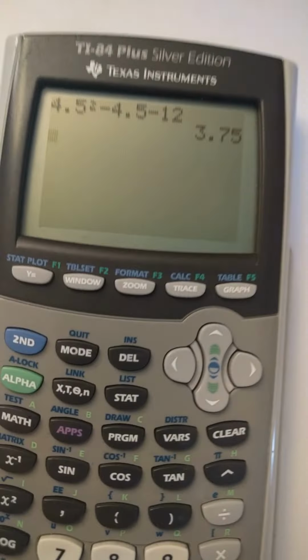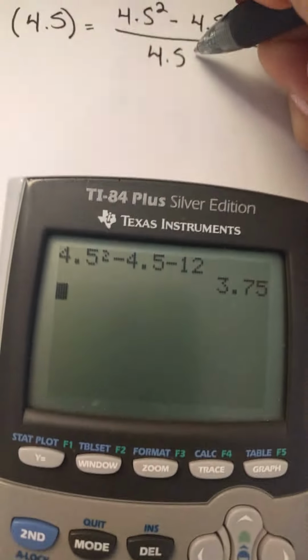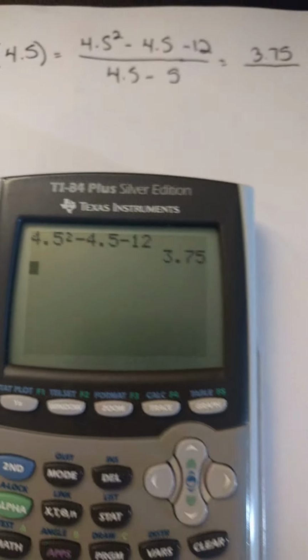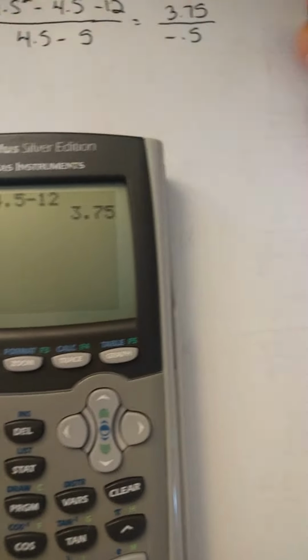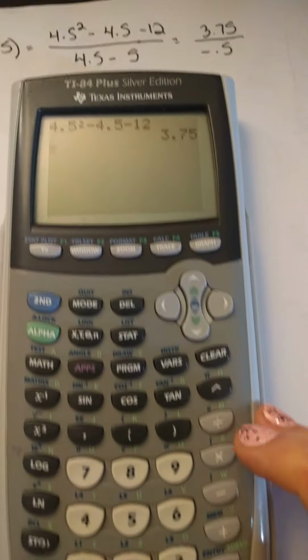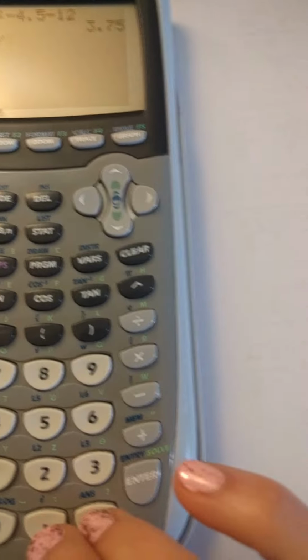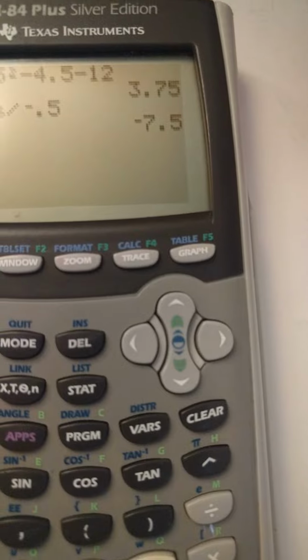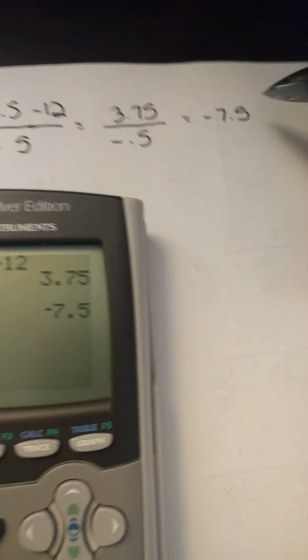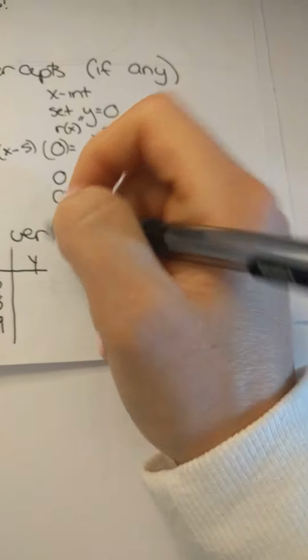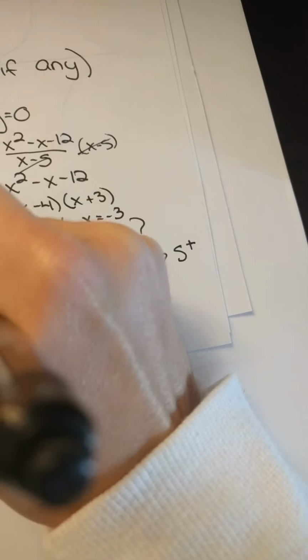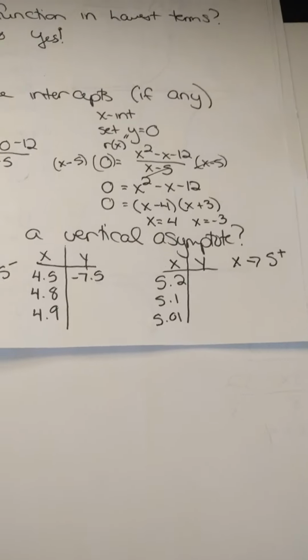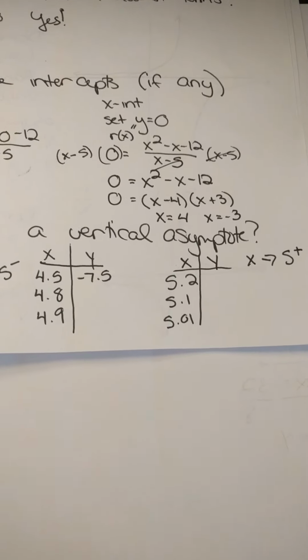Do the same thing then for the denominator. This will be just 4.5 minus 5, which is a negative 0.5. Then go ahead, do that division. Okay, and that gives me my first value of a negative 7.5. So you're going to go ahead, repeat this for each one of those numbers. Now since these videos aren't excessively long, I'm going to take a break here and fill in the rest of this chart.